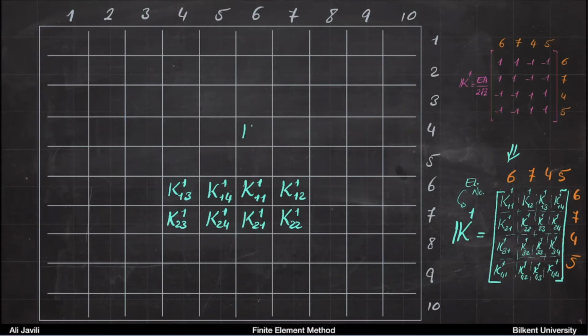K31. Then column 7, row 4 is K32. Column 4 is K33. You see, it's not a complicated thing to do if you have the numbering right.